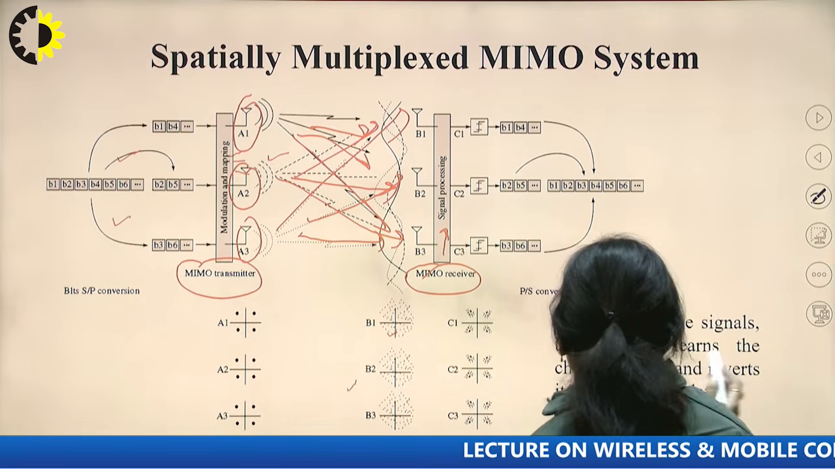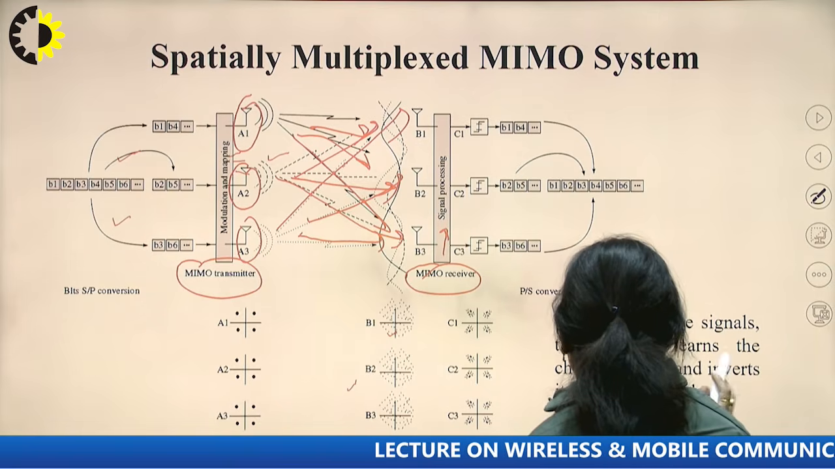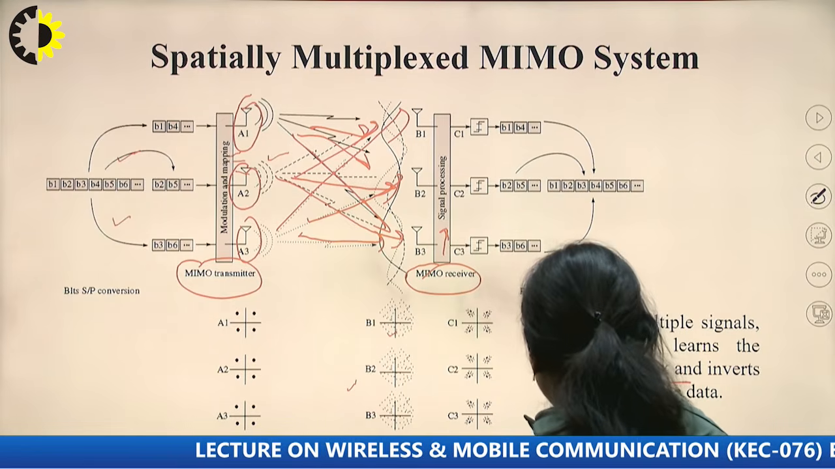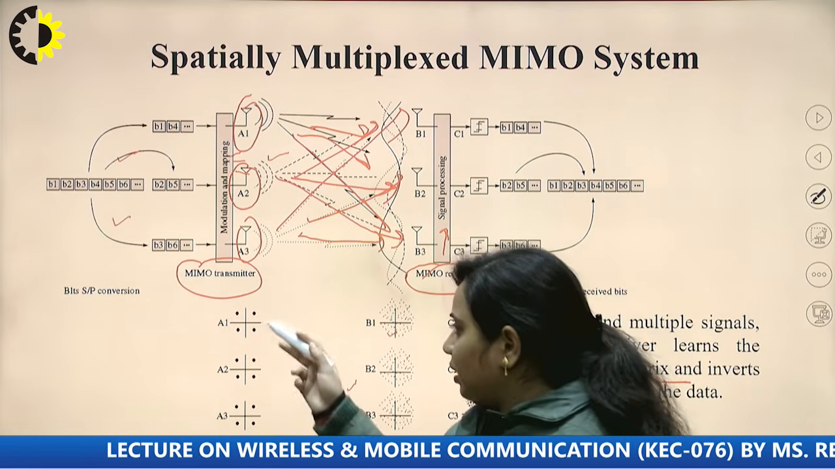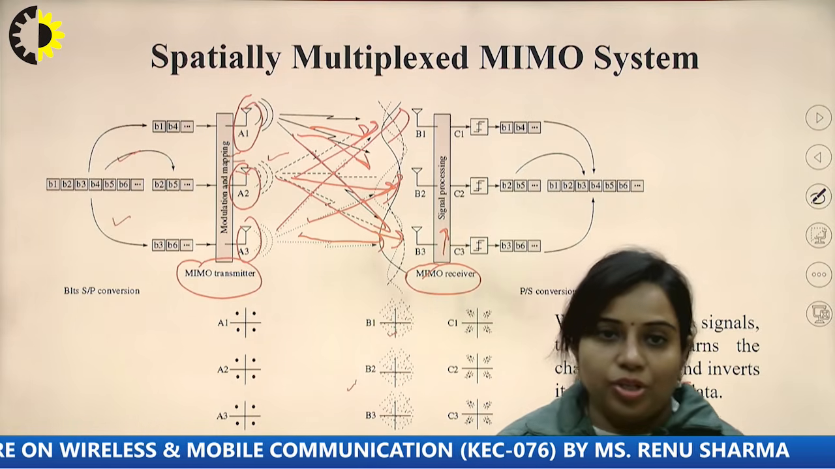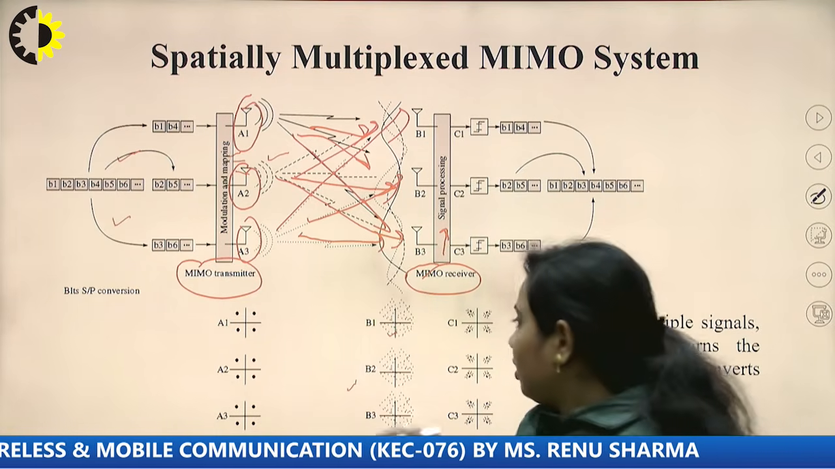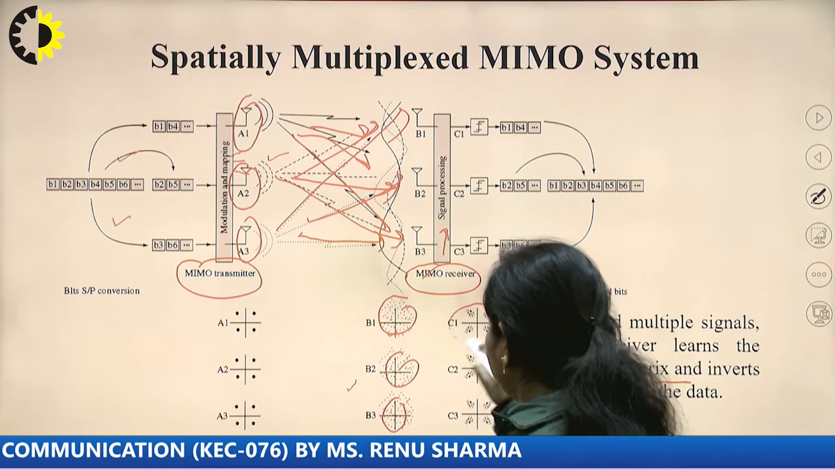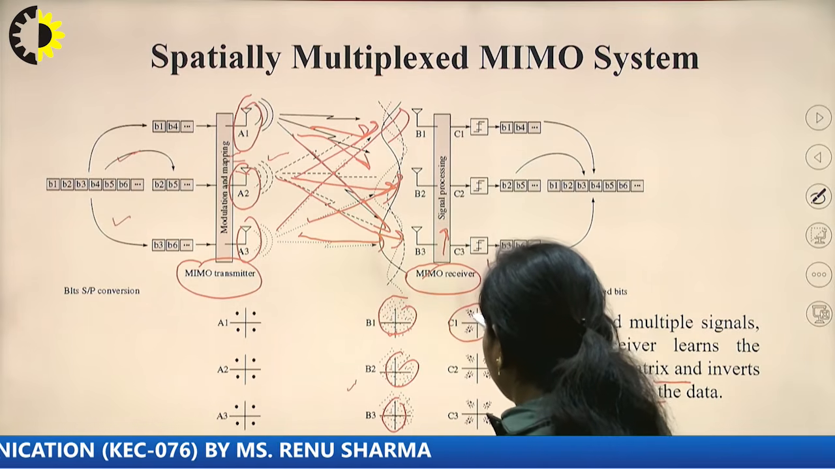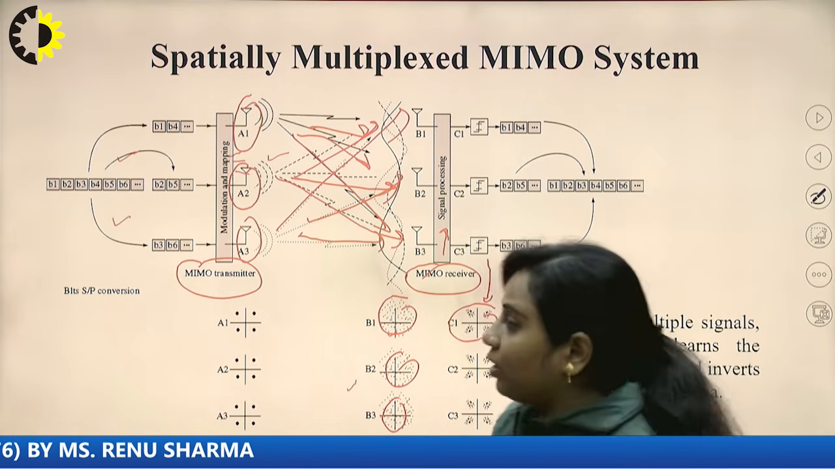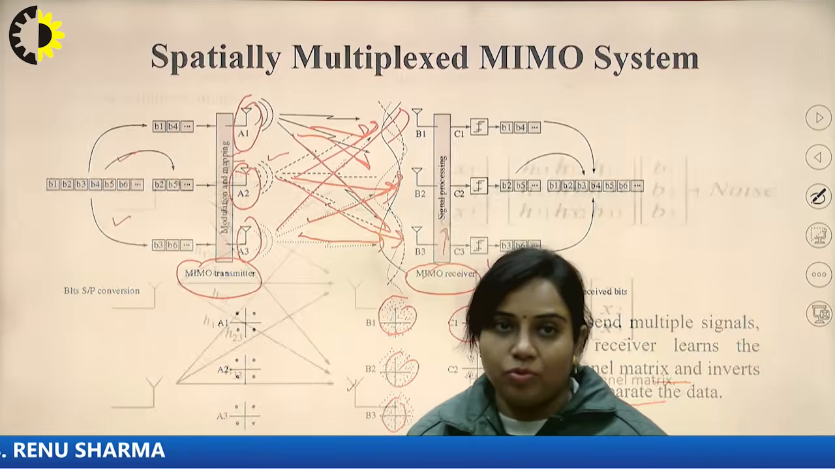Now we send multiple signals. The receiver learns the channel matrix and inverts it to separate the data. So basically, this is how the constellation diagram of the particular modulation technique is shown over here. Multiple users are there, and this is how they are separated. So this is the diagram of the spatially multiplexed MIMO system.